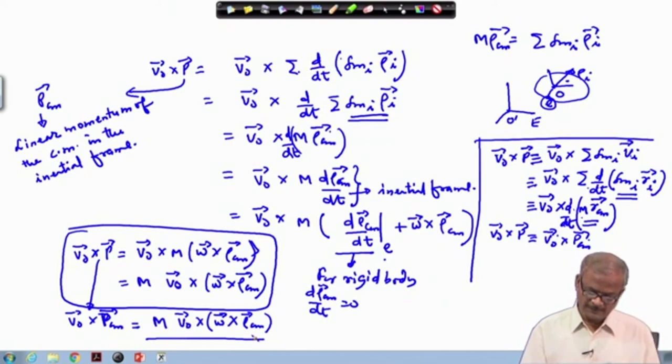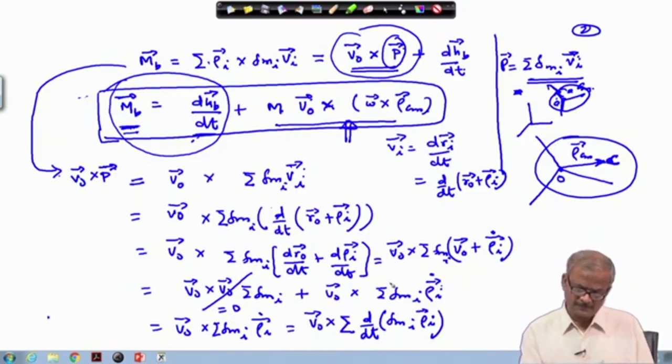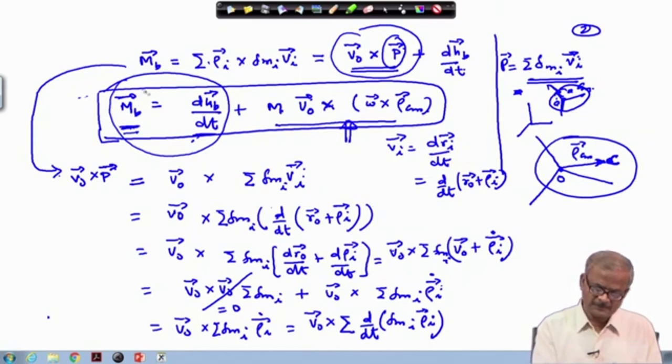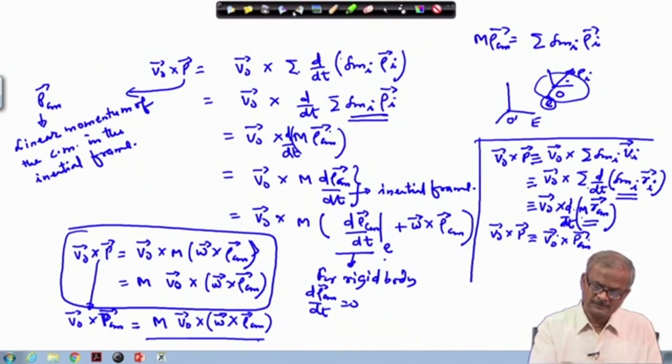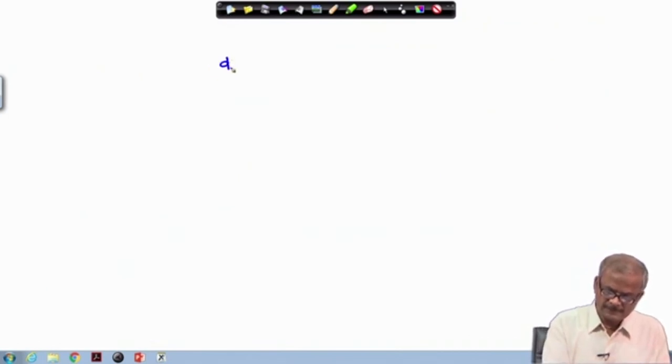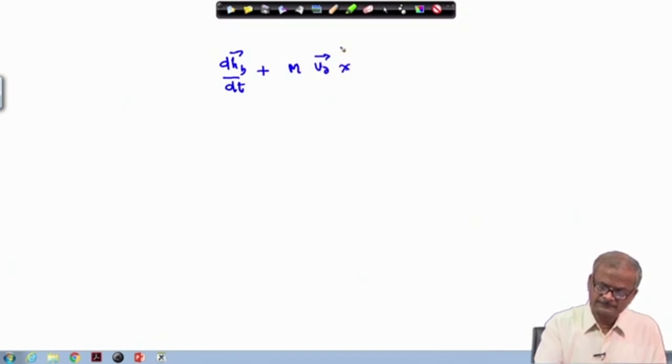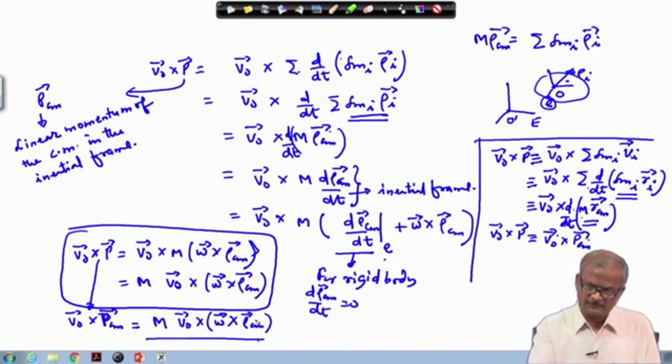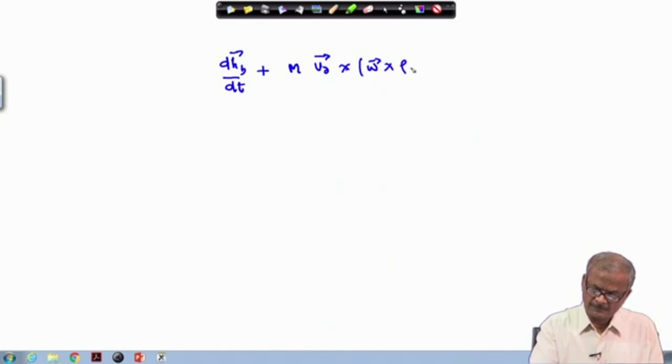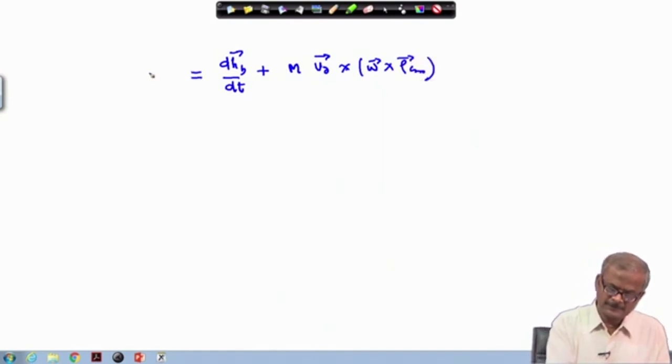Okay. And therefore, our final equation gets reduced to this. We will use this part together with this part. So, this is our final conclusion: d h b by d t plus m times V 0 cross omega cross rho c m, and this quantity is nothing but equal to M b, where M b is the torque about the body frame.